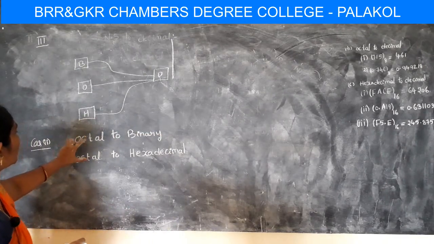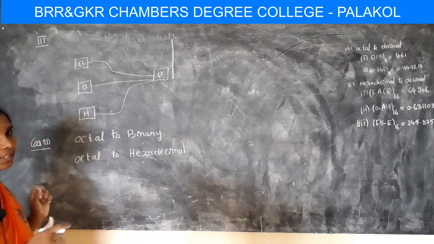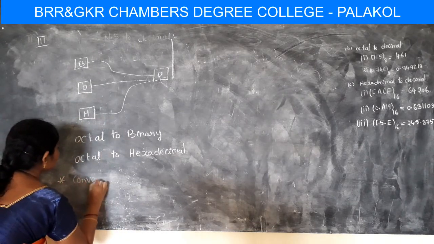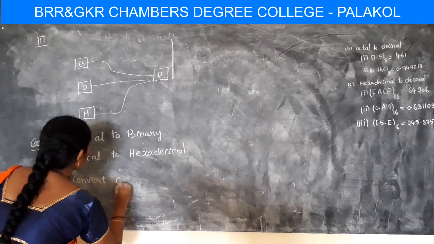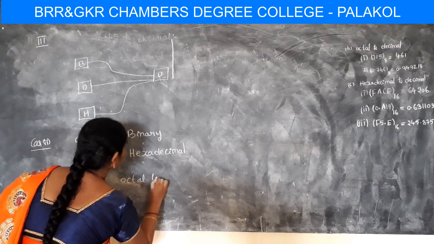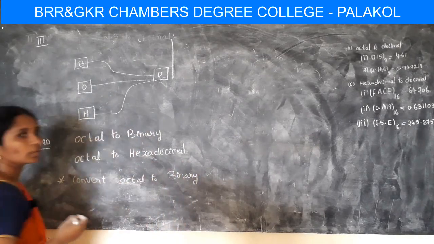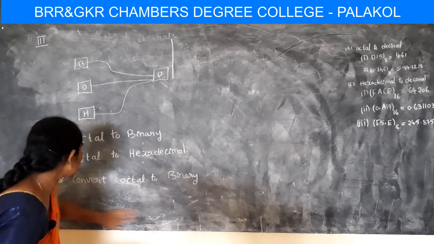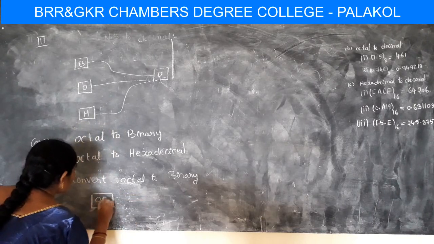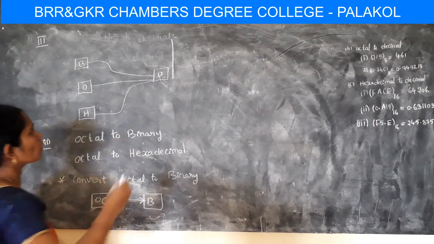So, here the given number is an octal number. So, how to convert it to a binary number? So, the question is to convert an octal number to binary. So, what is the process here?